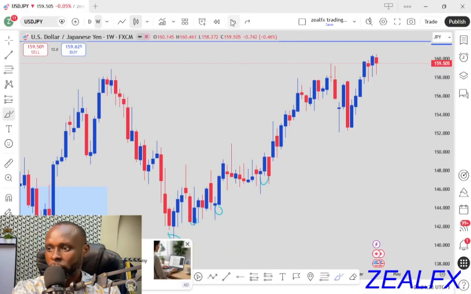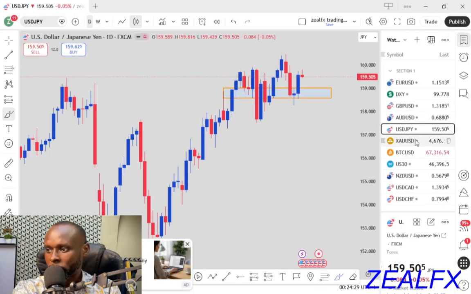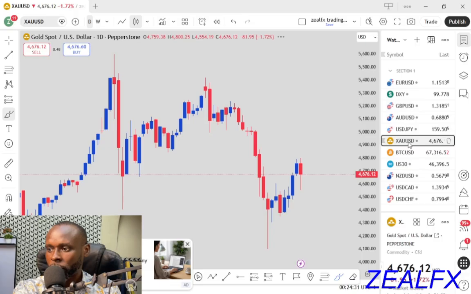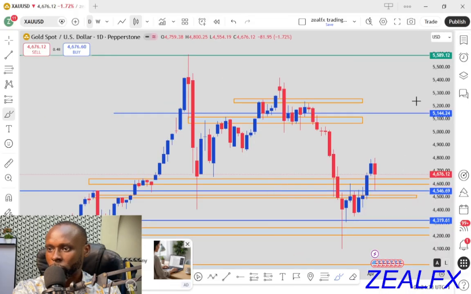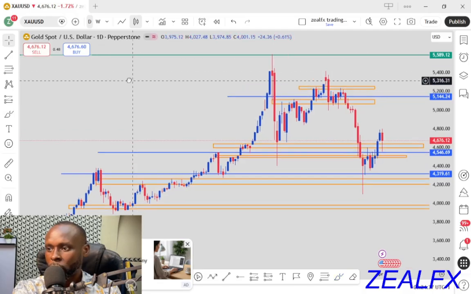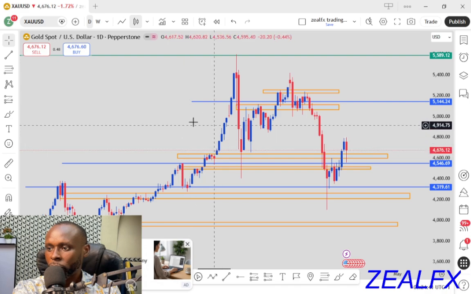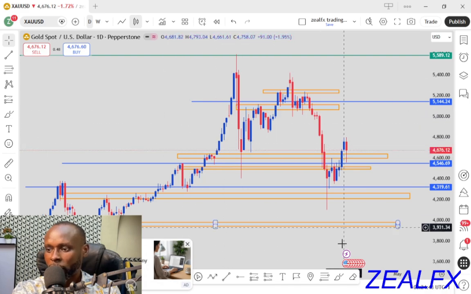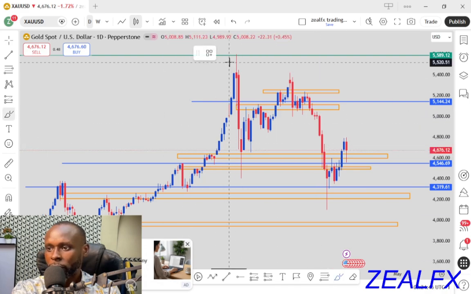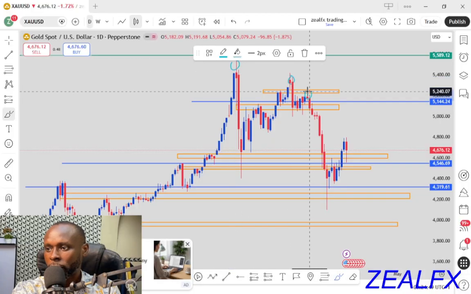So let's look at our next pair, which is the gold USD. The gold USD on my daily chart is still not that clear. You can see we have price creating higher high, lower high, lower high.